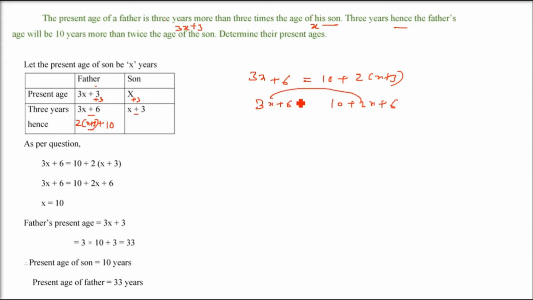So you can take x here: 3x minus 2x is x, and 6 gets cancelled. x is going to be 10. So this is the present age of the son, 10. Determine their present ages. The son's age is 10 and the father's age will be 3 into x plus 3, that is 3 into 10 plus 3, which is 33. 33 is the father's age.